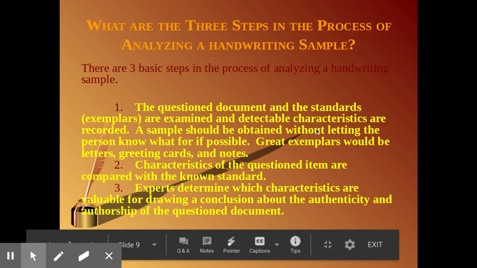A sample should be obtained without letting them know. There you go. Characteristics of the questioned item are compared with a known standard. So that's the thing that you found that you knew they wrote. And then experts determine which characteristics are valuable for drawing a conclusion about the authenticity and authorship of the questioned document.